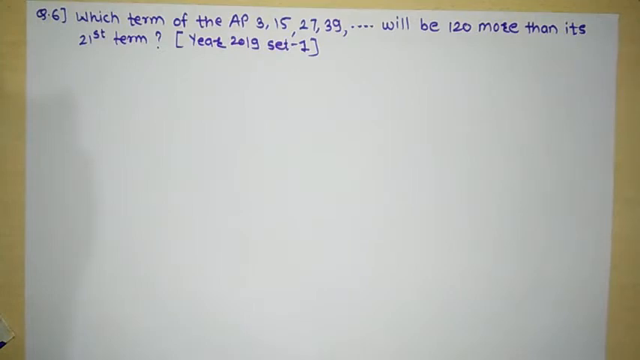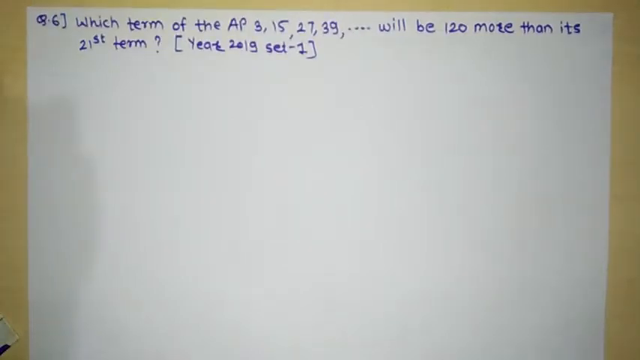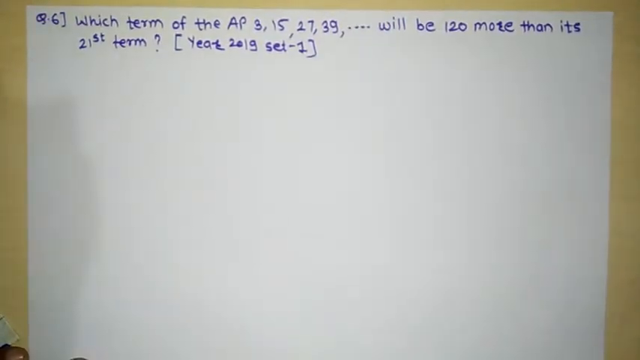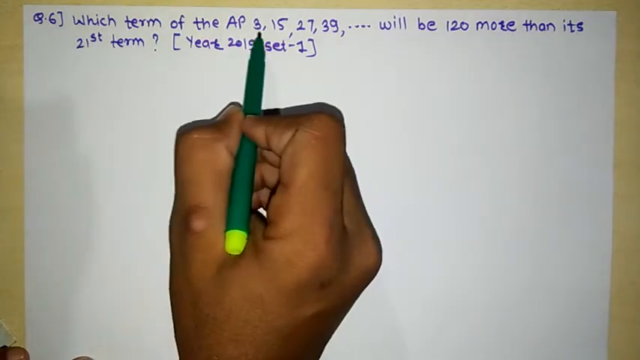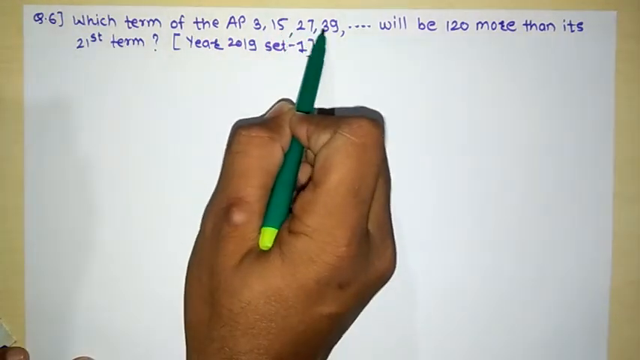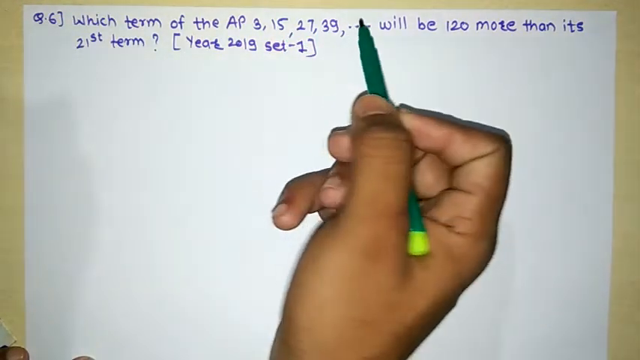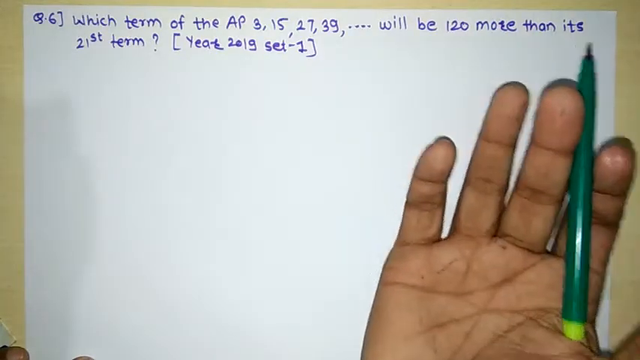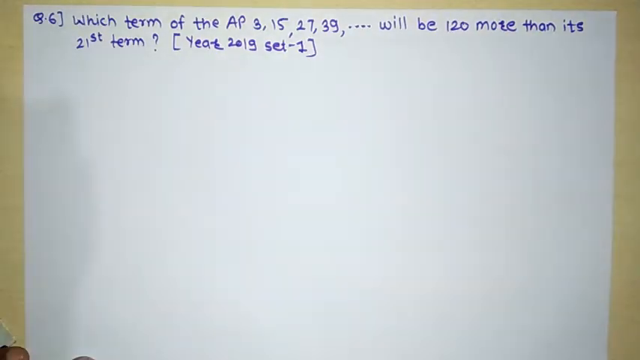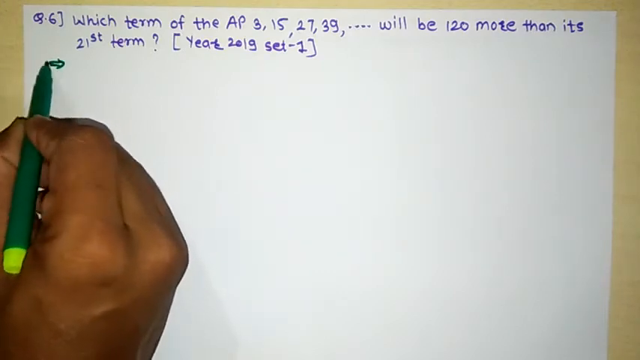Now we will see question number 6. See here, in question number 6, what is asked? They have asked which term of the AP 3, 15, 27, 39, and so on will be 120 more than its 21st term. Which term we have to find? Which is 120 more than its 21st term? Means here we have to find first its 21st term.